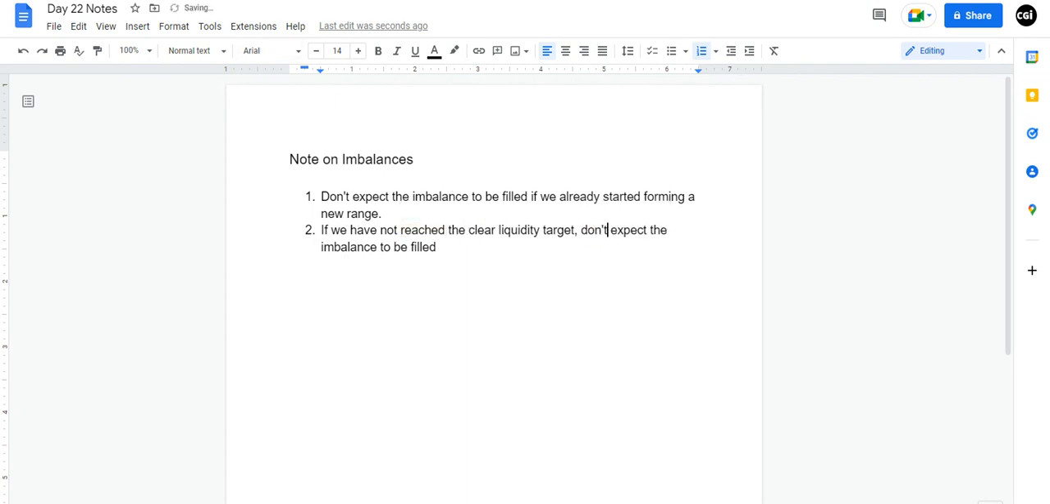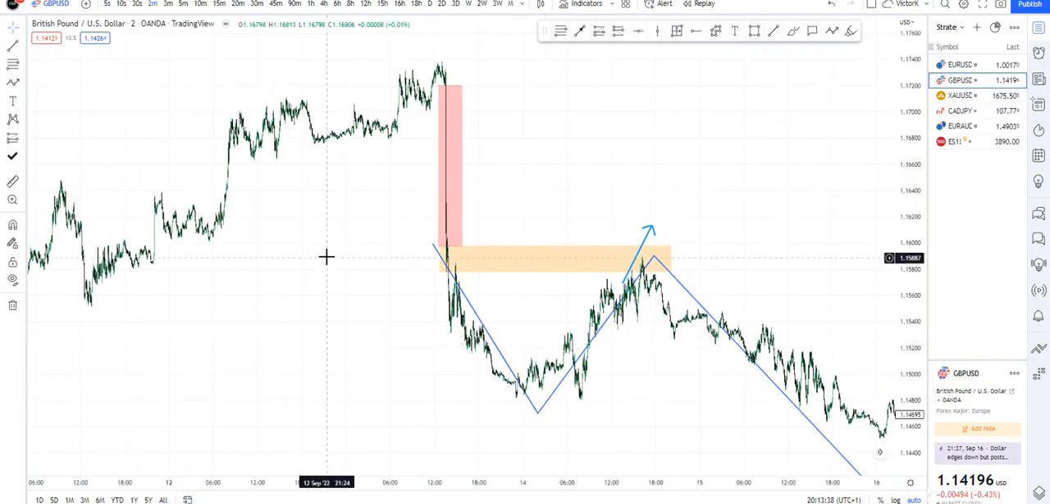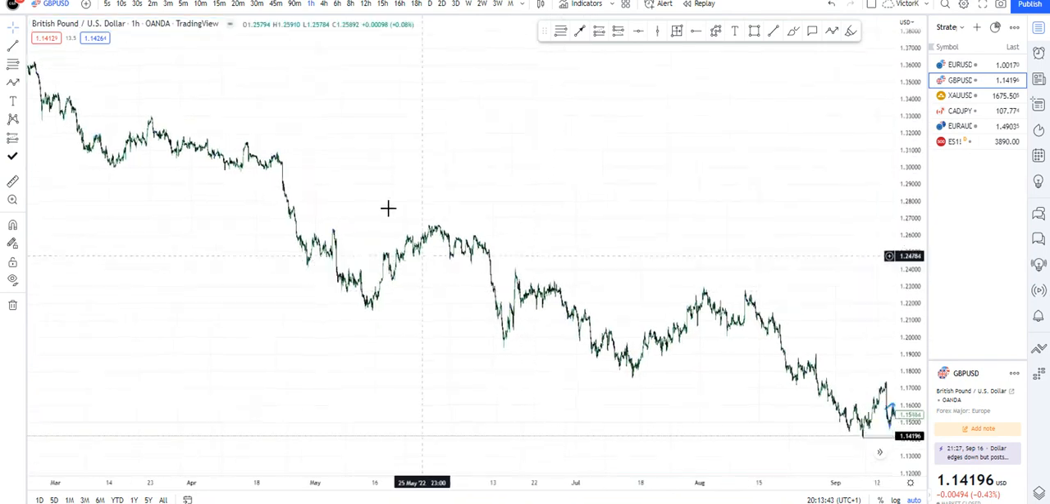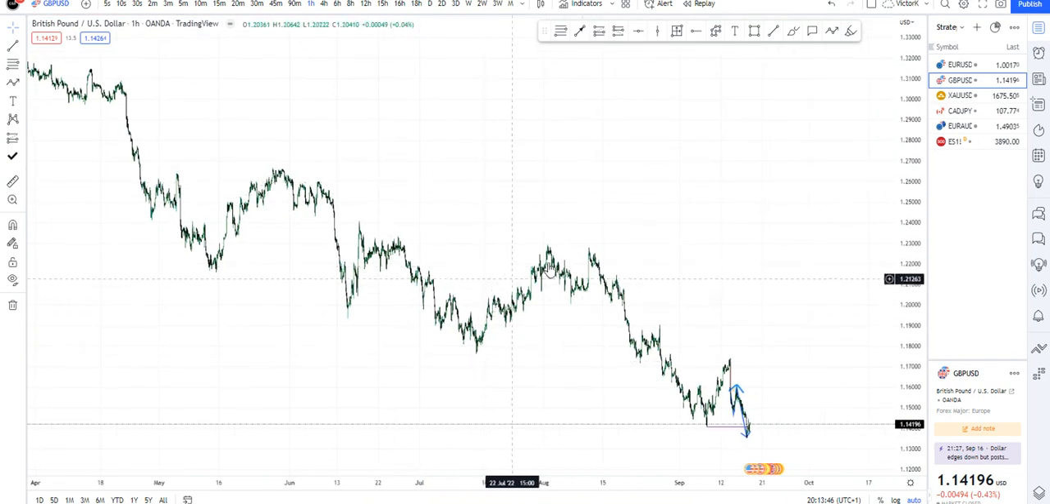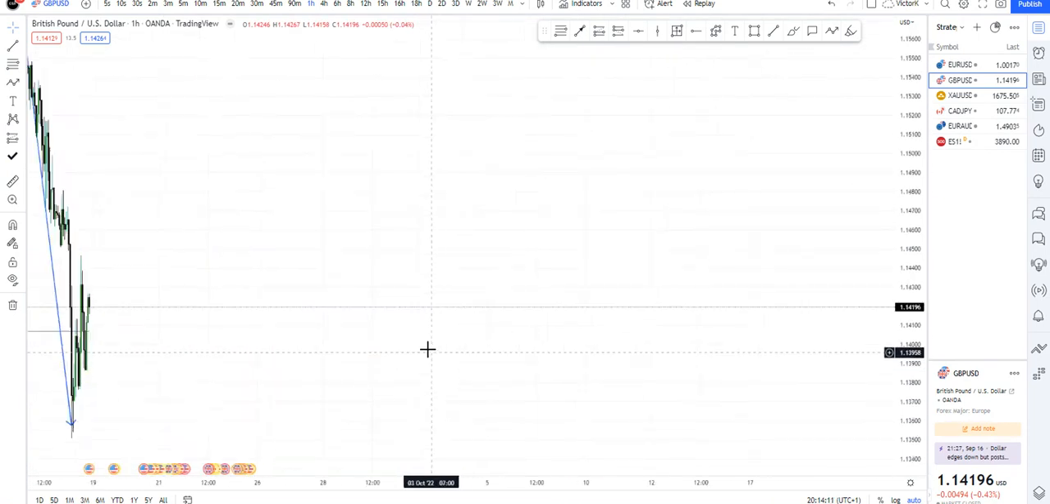What do I mean? The liquidity target should be obvious to you whenever you look at the chart. If you look at a chart and you don't know where the liquidity is, then you should not trade at that point. Just leave the market, because you will be a catfish or a scapegoat or whatever you want to call it. If the liquidity is not clear to you, where are we going to take the market to? That should be a question on your mind. So if the clear liquidity target is not taken out, don't expect the imbalance to reverse yet.